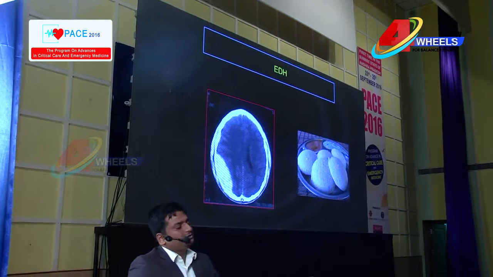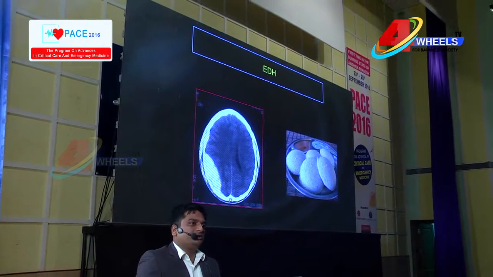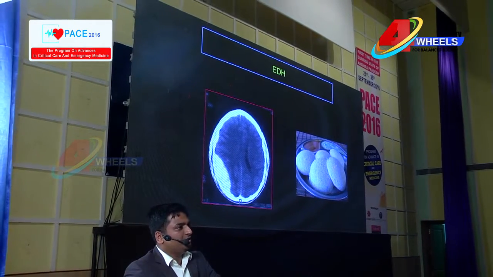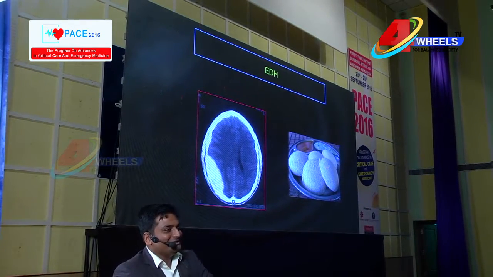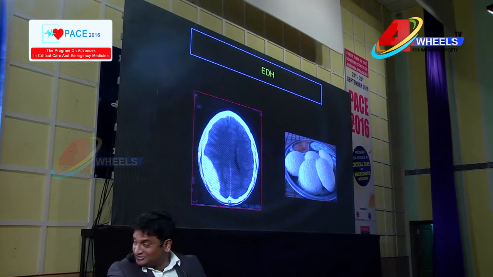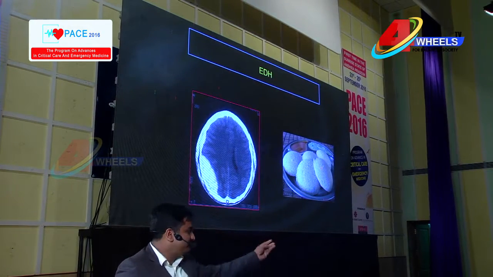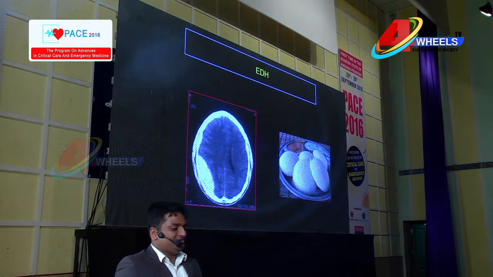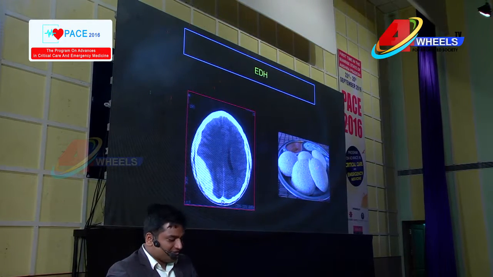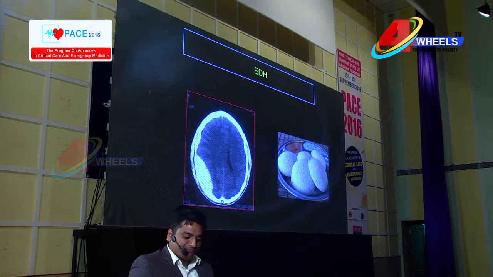Coming to traumatic injuries, EDH is an arterial bleed. We all know it is extradural hemorrhage. How do you remember? Remember idli. Two more minutes left. I have five slides, that's it. So idli-shaped is your EDH, and it is generally associated with fractures and doesn't cross the suture line.